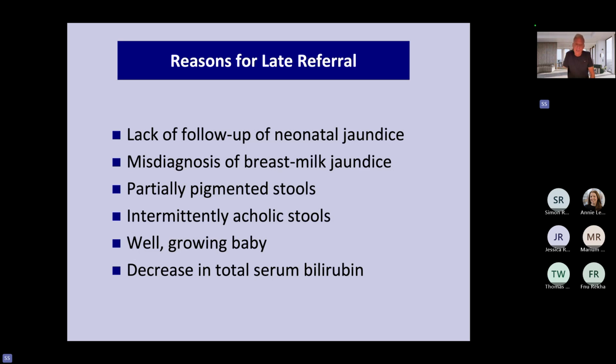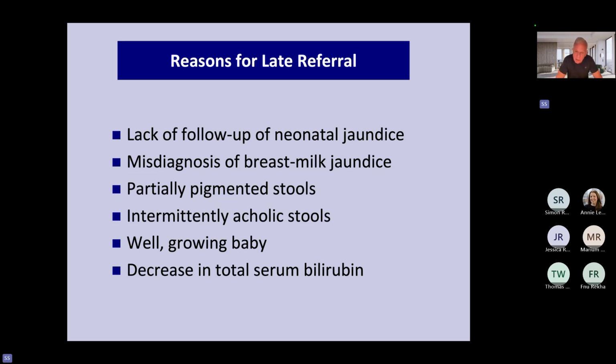And so keep in mind that when we give the stool cards out, any variance from a well-pigmented stool should be brought to the attention of the pediatrician, because these patients may have intermittently acholic stools. A well-growing baby. Babies with a postnatal form of biliary atresia are typically growing well until they're not. And then someone's just measuring the total serum bilirubin.